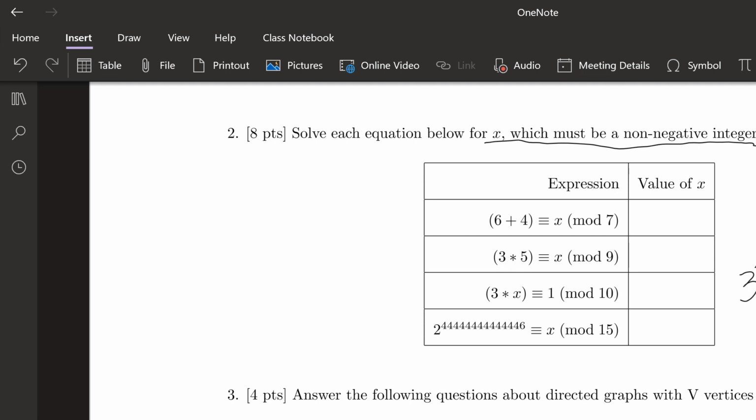What is the answer to the first one? 6 plus 4 mod 7. It would just be 3, right? 10 mod 7, the remainder is 3. 3 times 5 is equivalent to x mod 9. 6. Because once again, we have 15 mod 9 would just be 6 as the remainder.